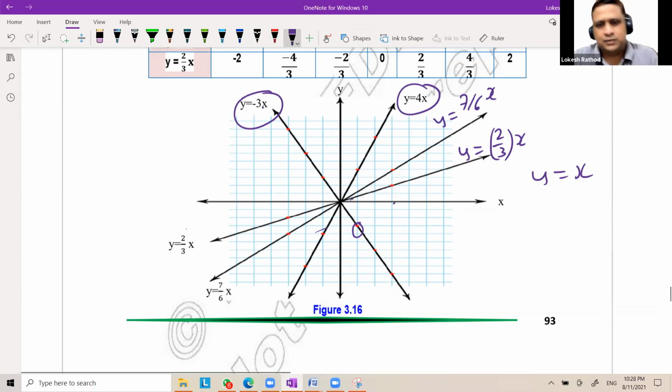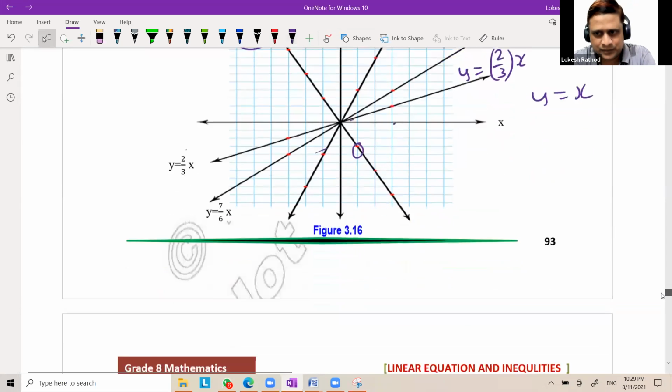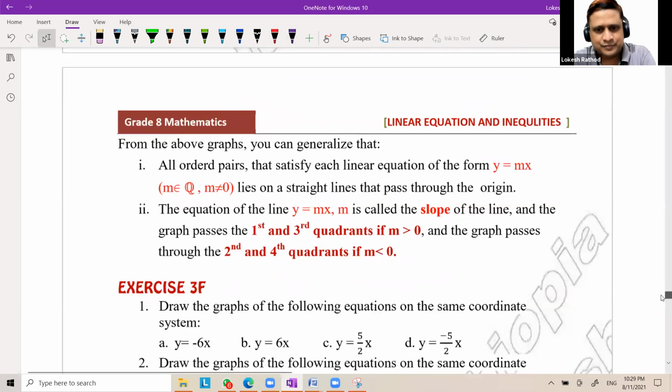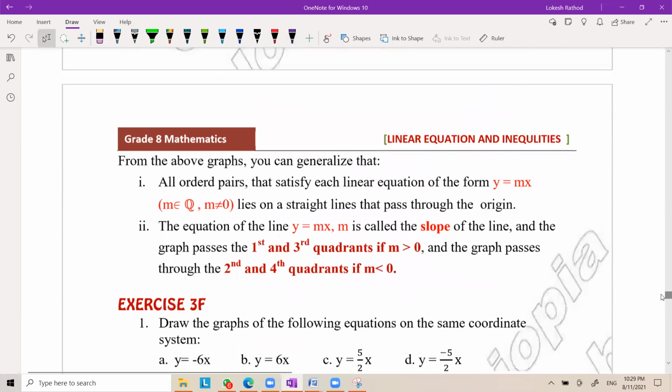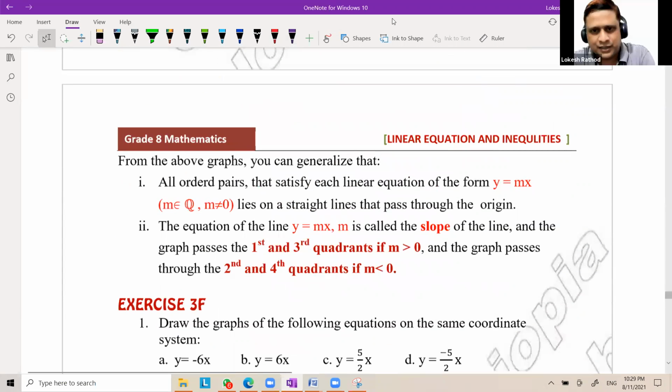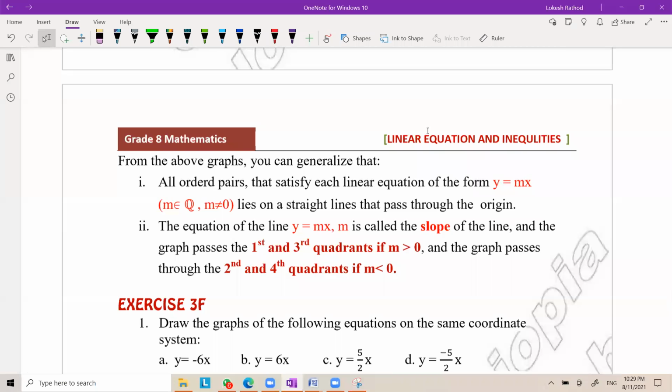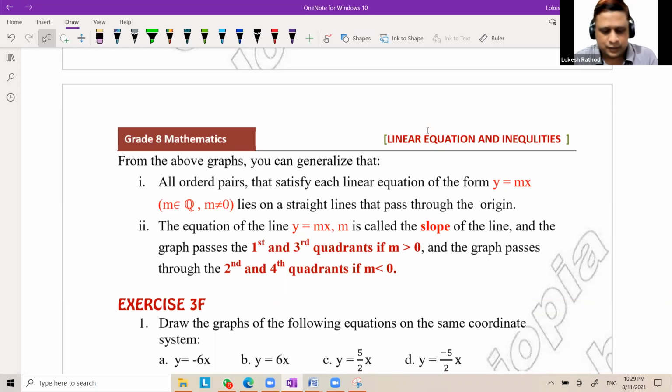So this is how you can plot all the lines, and this is how you can interpret the slope or interpret the equation of a line. Anyone having any doubt in this? Is it clear? Okay, fine, it's clear. So just a minute.